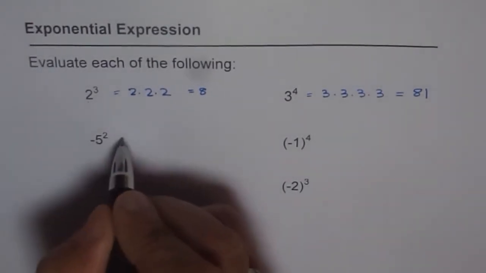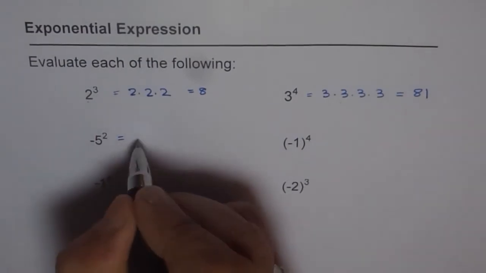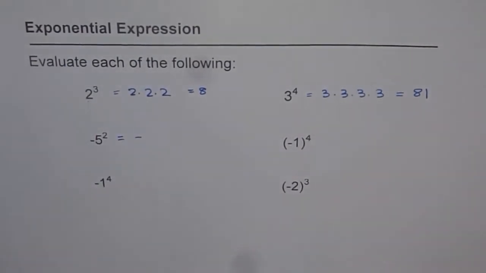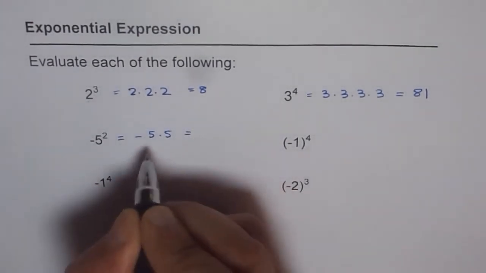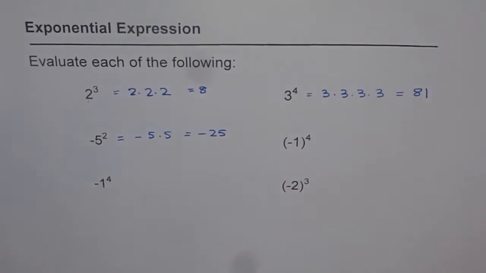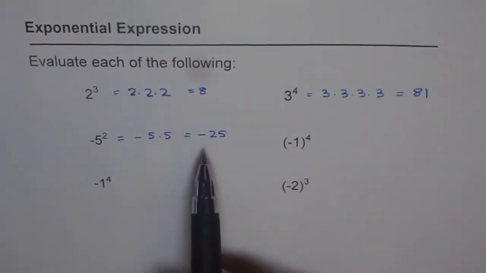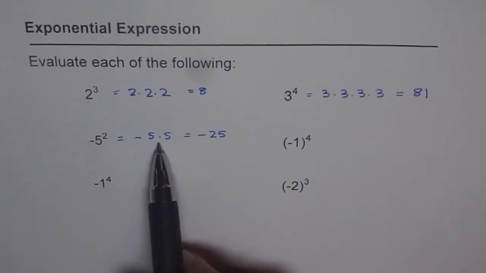Now this particular case is kind of tricky. Minus 5 squared. So the minus is not squared. Remember that. Only 5 is squared. So 5 is being multiplied by itself twice, and we get negative 25 as our answer. Have a closer look at this and try to understand why we did not multiply the minus twice, correct?